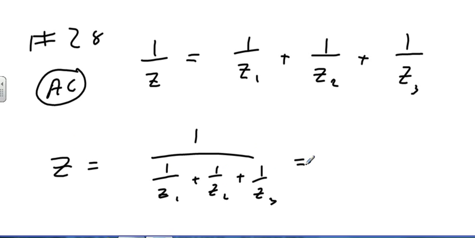1, open parentheses, 1 divided by 25 plus 1 divided by 15 plus 1 divided by 50, close parentheses, enter. Now, we know that our answer has to be smaller than the smallest one, right? So the smallest one is 15. Our answer better come up as less than 15.